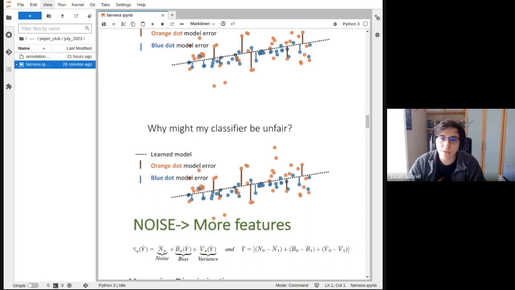Maybe if I add more features, which means if I add more dimensions to my problem, maybe I can fit a multidimensional model to this multidimensional data to get a better understanding of what is going on, and then I can try to predict better and get better results from the distribution that I have.